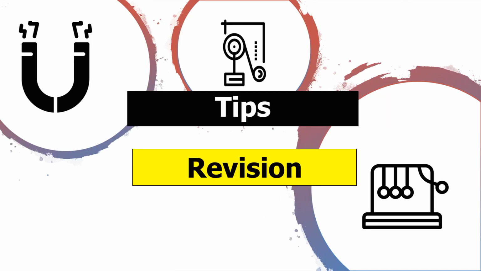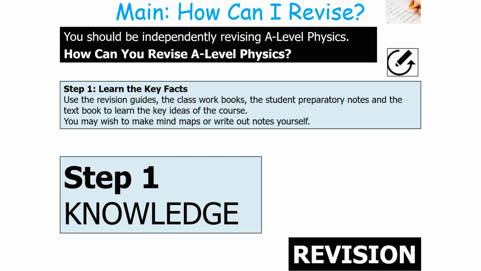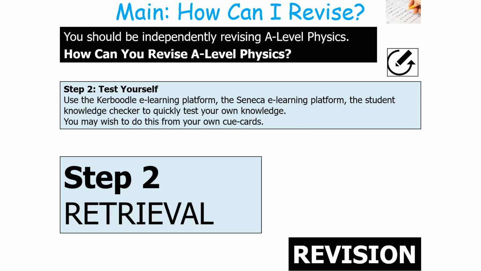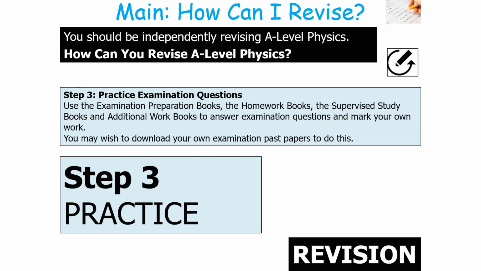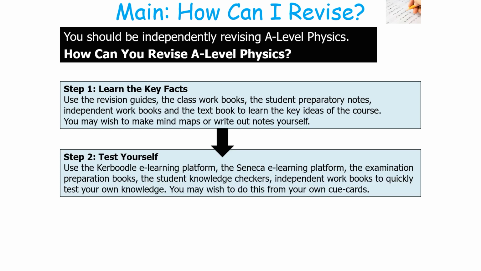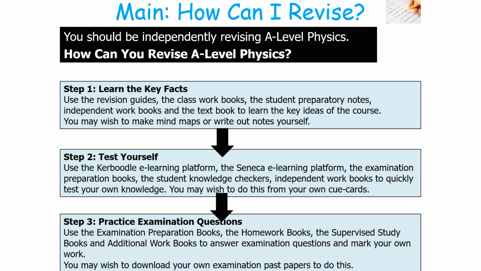So how should you be revising AQA A-Level Physics? Well, the first thing you should be doing is learning the key facts. Use revision guides, class workbooks, prep notes and the textbook to learn the key ideas of the course. Secondly, you should be testing yourself. Use things like Caboodle, Seneca and knowledge checkers to quickly test your own knowledge. And then finally, practice examination questions. Use exam prep books, homework books, supervised study books and additional workbooks to answer exam questions and mark your own work. So the three steps of learning the key facts, then testing yourself, then practicing examination style questions are how you should be revising AQA A-Level Physics.